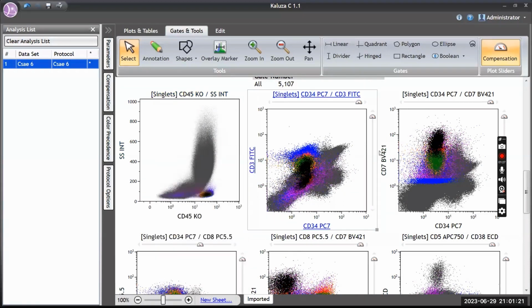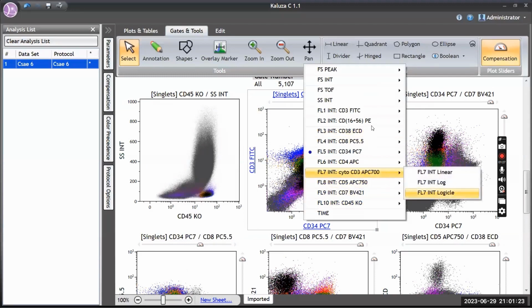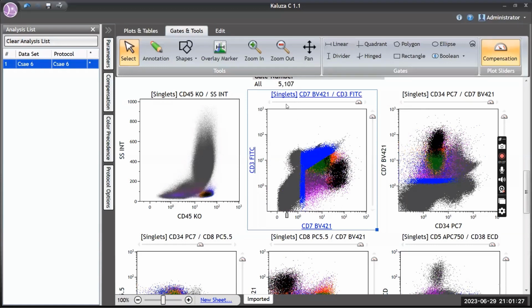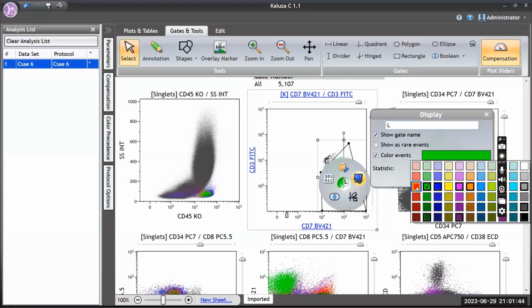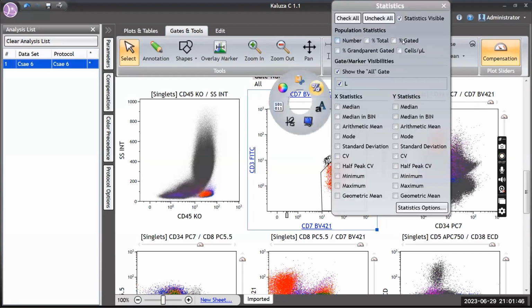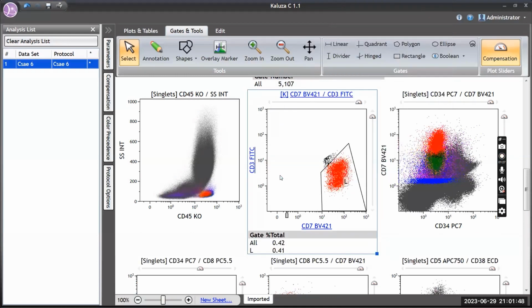Now let's refine this with that previous CD3 versus CD7. I'll drop the black population. So you can remove this population, which is likely mature T cells. Now you can get this, all that as disease. 0.41%.